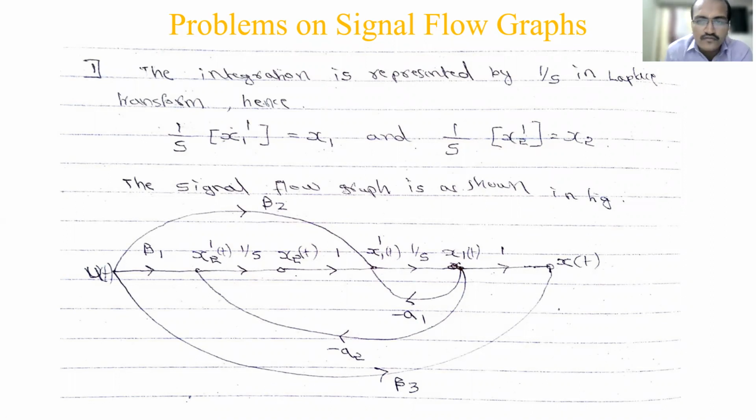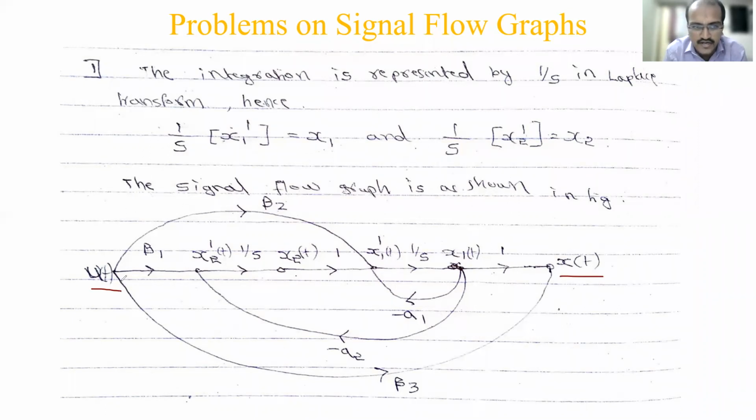Okay, so how many paths are there here? So you can answer. How many paths? Forgot, I think, right? Almost many days gap I give. So, forward paths from the input to the output. How many? 3. 3, correct. Okay. So u of t is your input and x of t is output. From u of t to x of t, how many paths can you go?